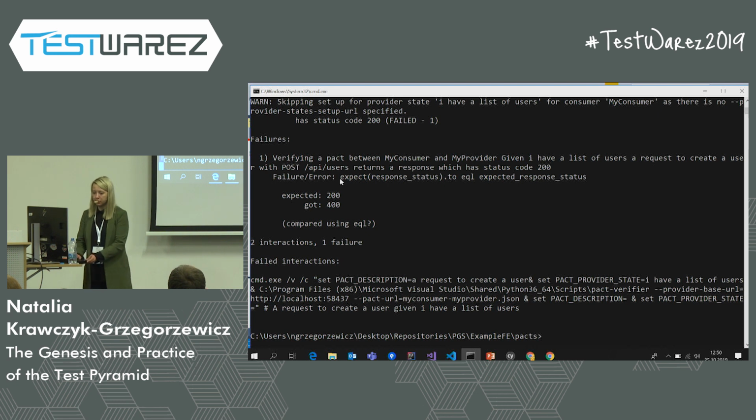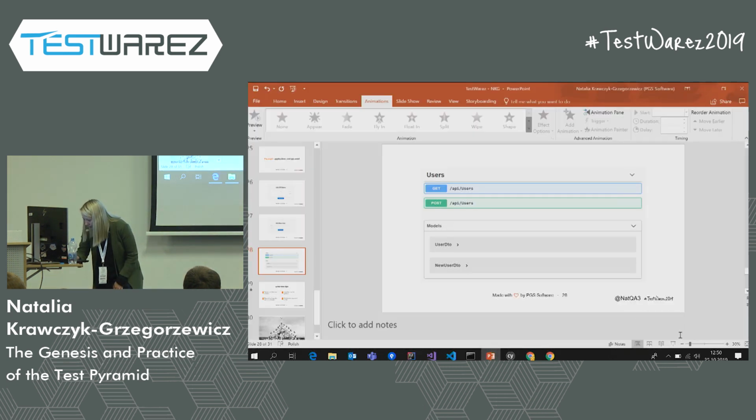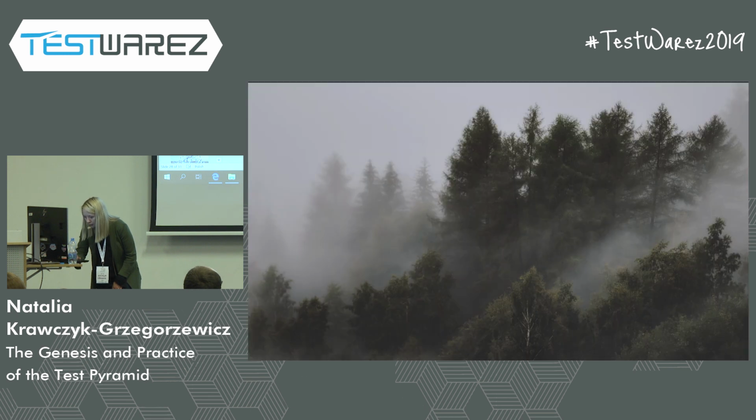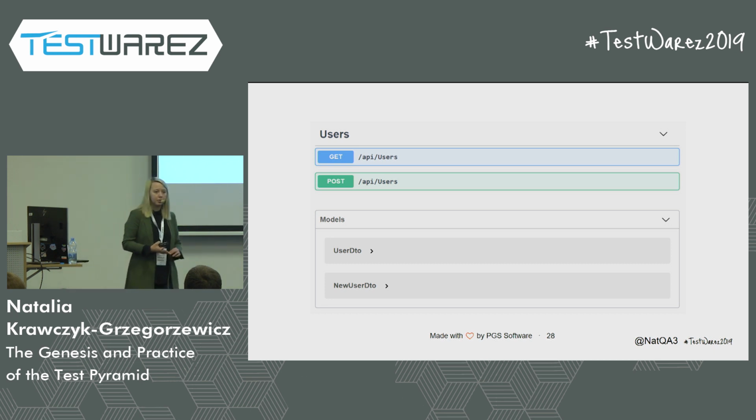And as you can see, there is one failure that was checking the pact between my consumer and my provider. We see that we are testing the POST endpoint, expected that a 200 status code will be returned, and we got 400. So our tests have found the issue. That was a quick demo. I hope that it gave you an overview of how Pyramid may work in your projects.